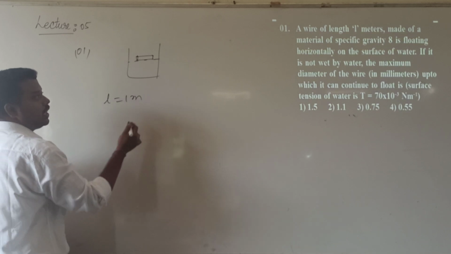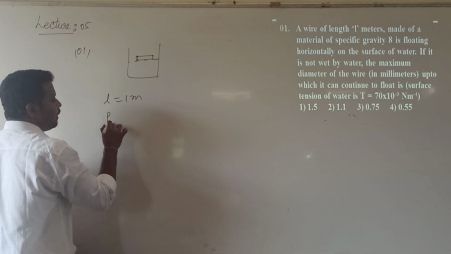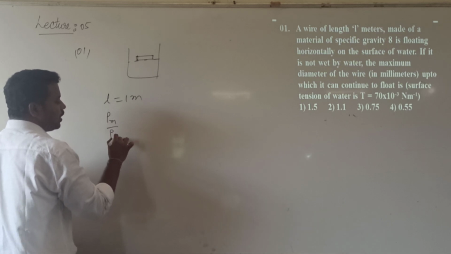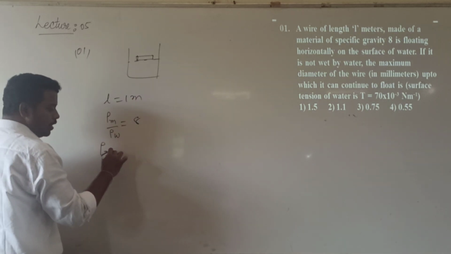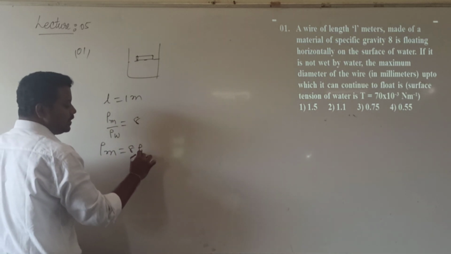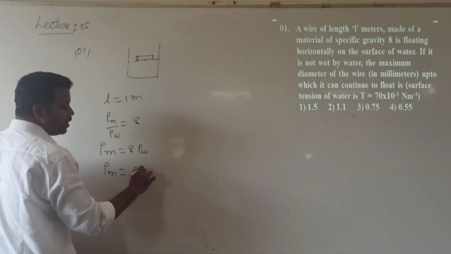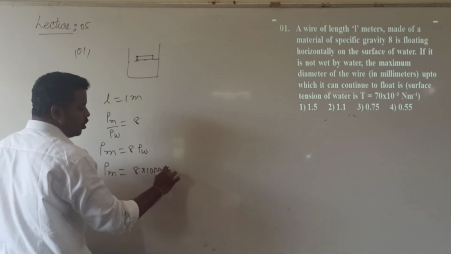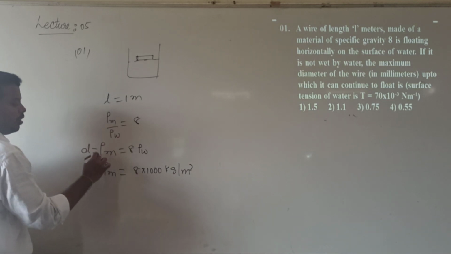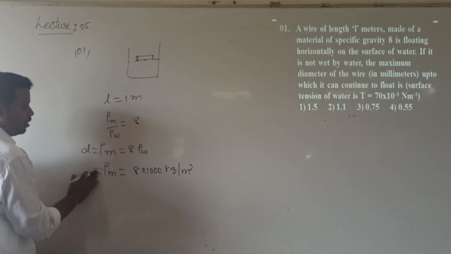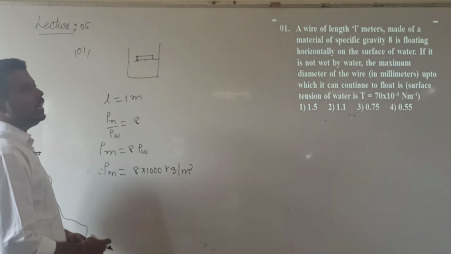Specific gravity. What is the meaning of specific gravity? That is the density of the material by the density of water. It is also called relative density, and it is 8. So the density of the material will be 8 into the density of water. Water density is 1000, so 8 into 1000 kilogram per meter cube. In this notation the density can also be represented with D, or rho m. So density is given, I calculated the density.